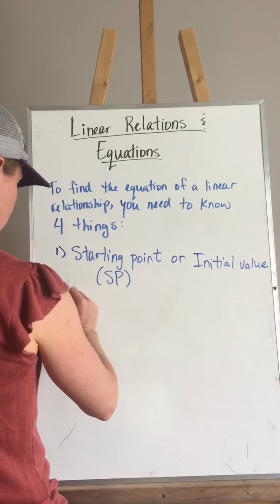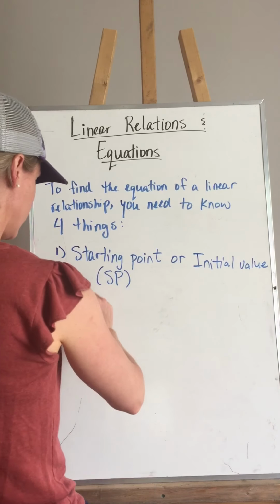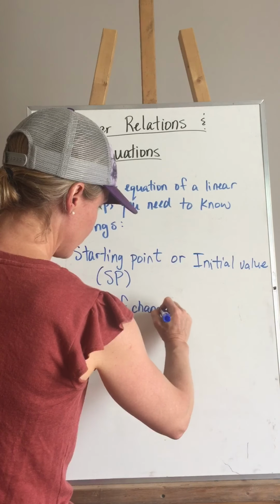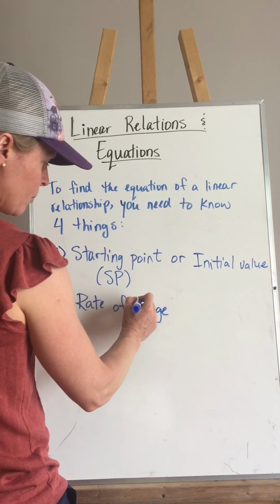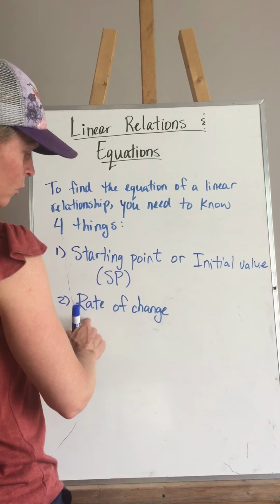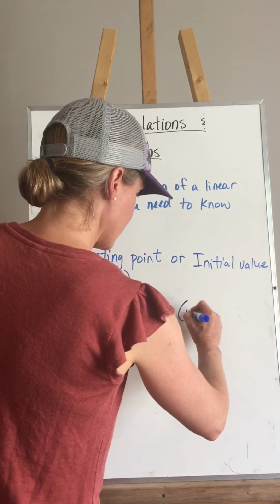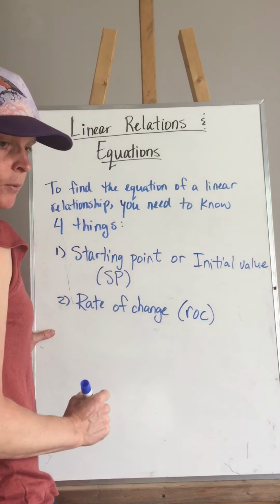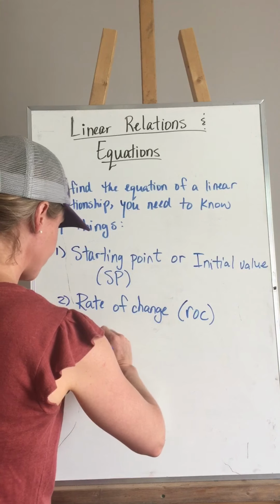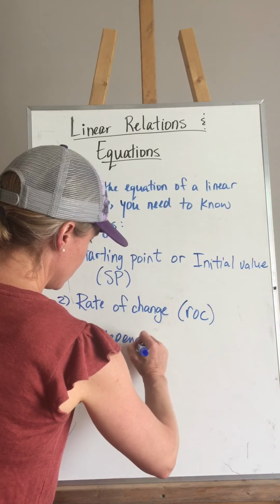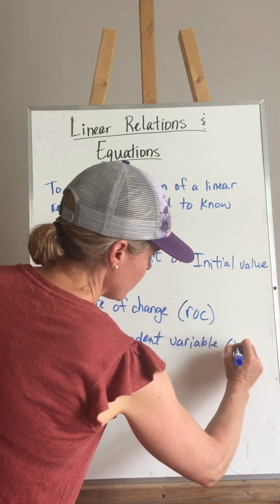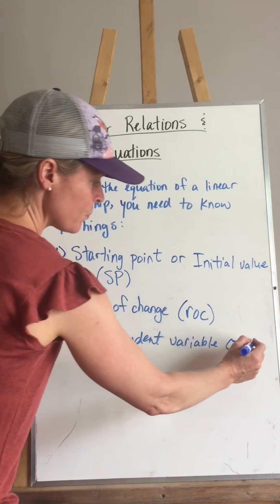The other thing you need to know when you're coming up with an equation is the rate of change. Sometimes that's given, and sometimes you have to calculate it. But you guys of course know how to calculate it because you did the lessons from last week. So rate of change, and we're just going to call that ROC. Third thing you need to know is the independent variable. I'm going to use IV for that.